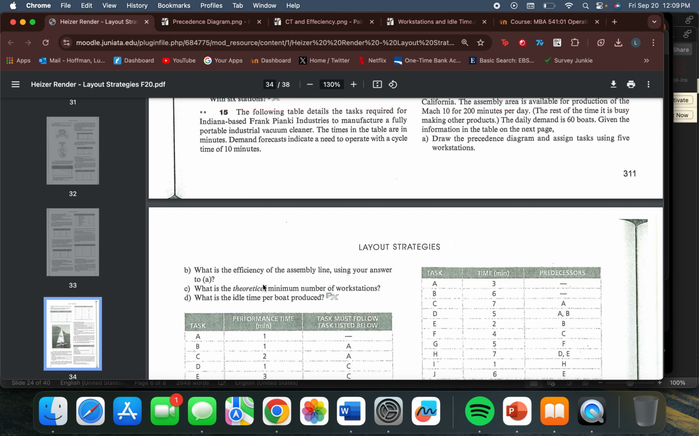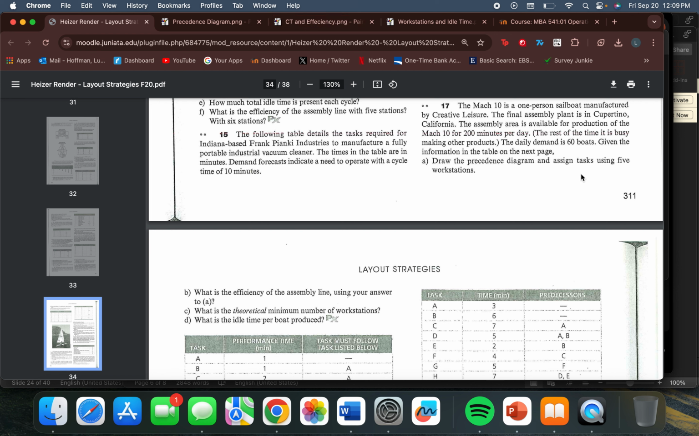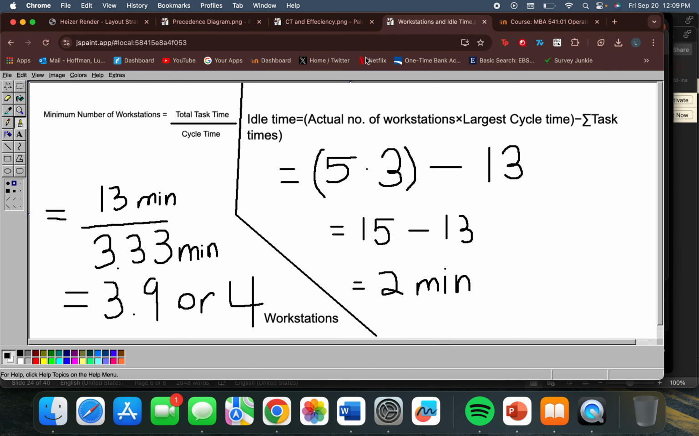So now we're going to look at what the theoretical minimum could be. The original question asked us to do it using 5 workstations. We're going to see if there's a more efficient way to do that, or what the minimum will be. So this is pretty simple. You're just going to do the total task time, that 13 minutes, which we've already done, divided by the cycle time, 3.33. That's going to come out to 3.9, but you are supposed to round up to the nearest whole number, so 4 workstations. So it could be done with fewer workstations than the 5 originally asked for in the problem.